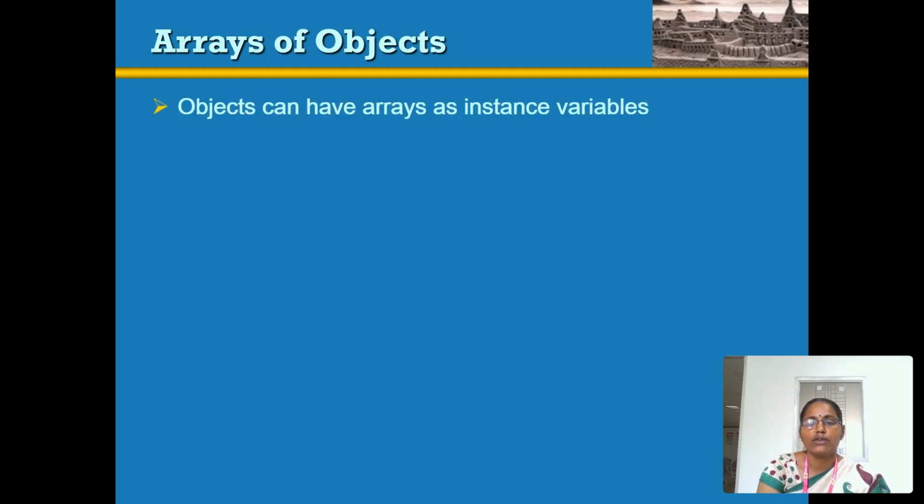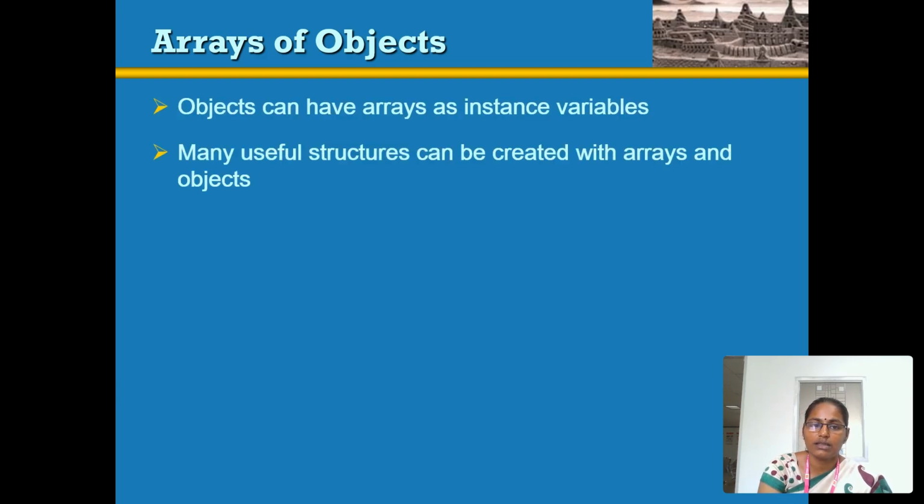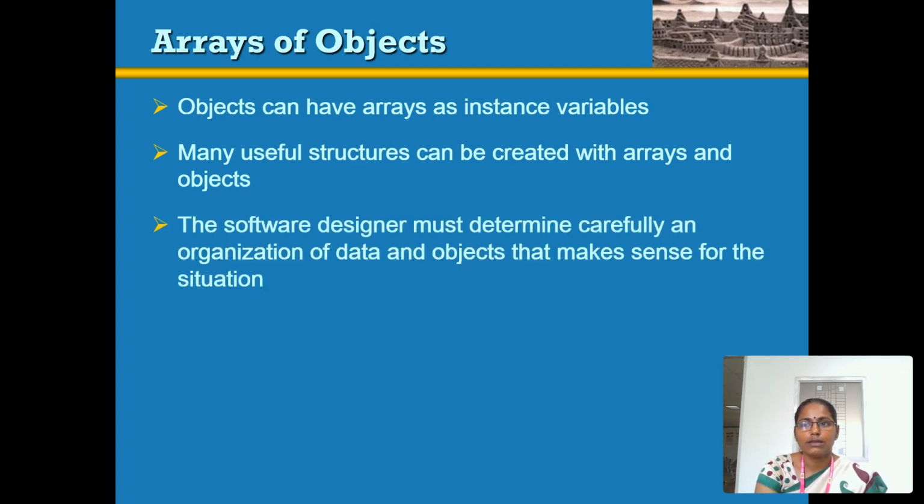Then again we go back to array of objects. An object is an instance of a class. Otherwise, we can say instance variables of a class in an array can be declared as an array of objects. Many useful structures can be created with arrays and objects. For example, a car is an object. In that car we declare particular values as arrays. The car company is one kind of array.